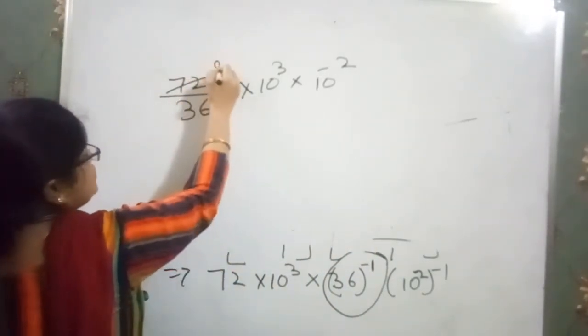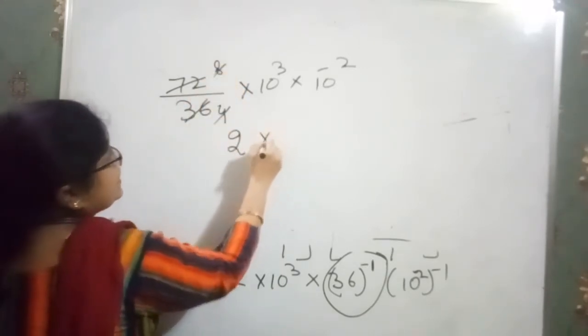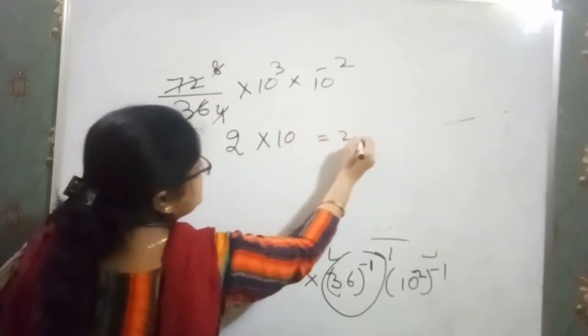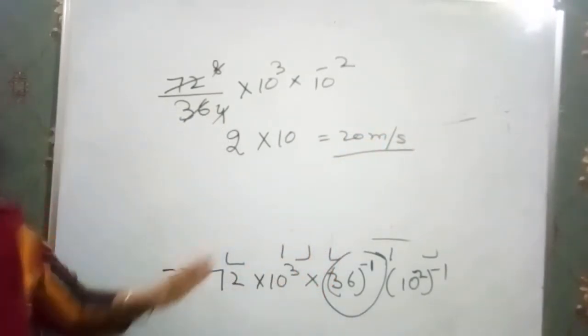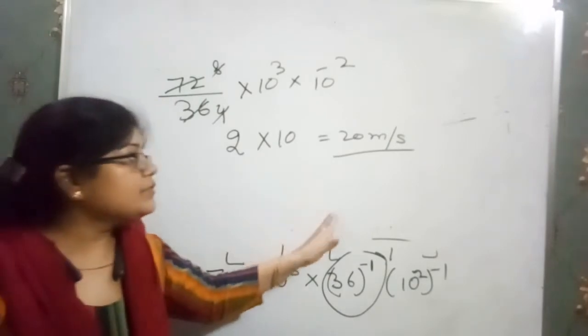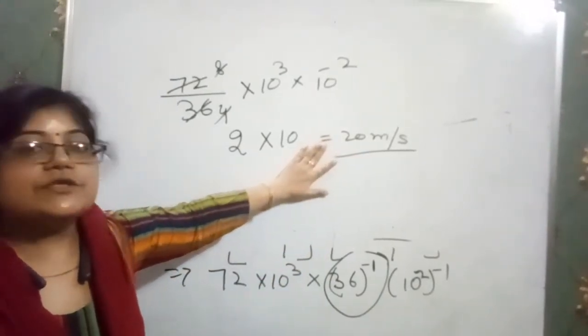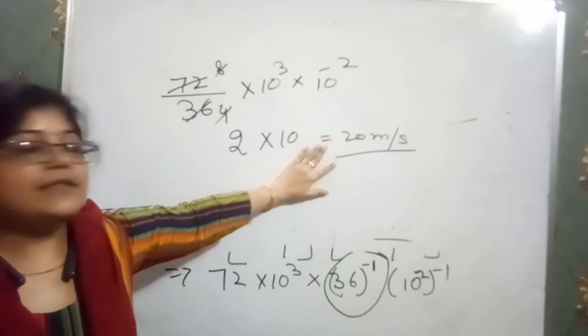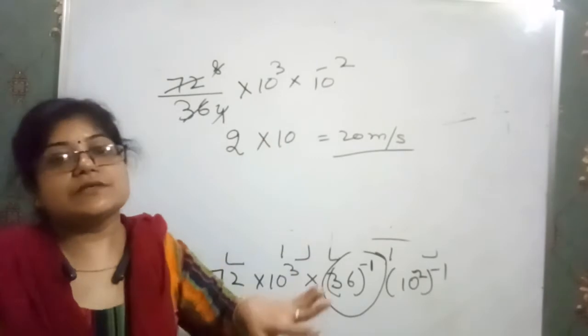9 8s are 72, 9 4s are 36, 4 2s are 8. That means we have 2 into 10, that means 20 meter per second. And I know that you can easily solve it directly, but how do you solve this question physically using dimensional analysis? I think the concept is now clear. Now I am moving to the next concept.